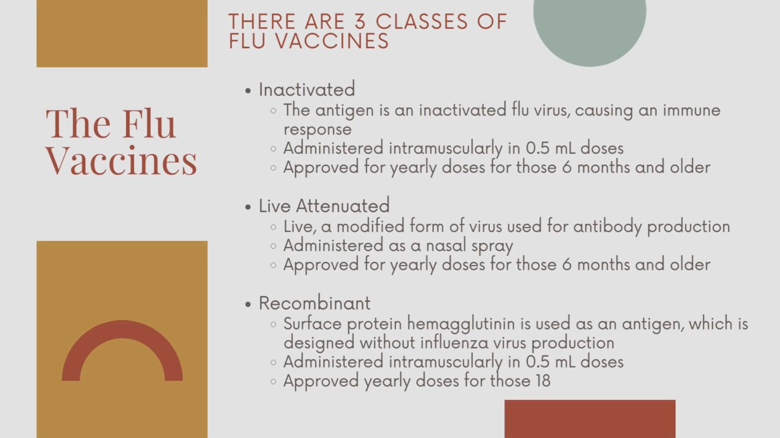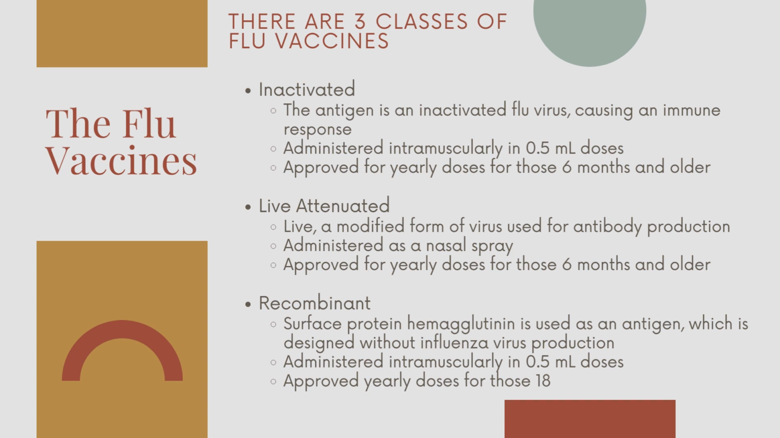Now, let's talk about the three classes of the flu vaccine. The first type of flu vaccine is the inactivated vaccine. The antigen in this vaccine is an inactivated flu virus, which is what causes the immune response. It's administered intramuscularly in 0.5 milliliter doses and is approved for yearly doses for those aged 6 months and older.